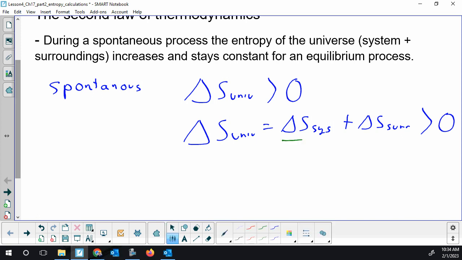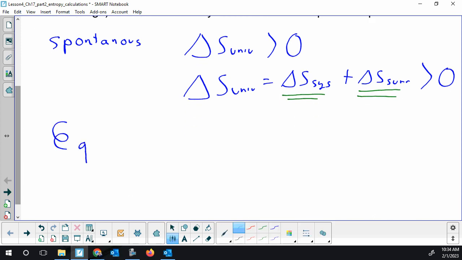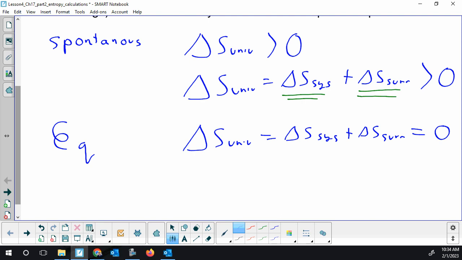And in the following slides, we'll look at calculating the entropy of the system, and then we'll look at how we can get the entropy change of the surroundings. Now, if we were at equilibrium, the change in entropy of the universe, which would be the sum of those two pieces, the system and the surroundings, they're going to sum to 0.